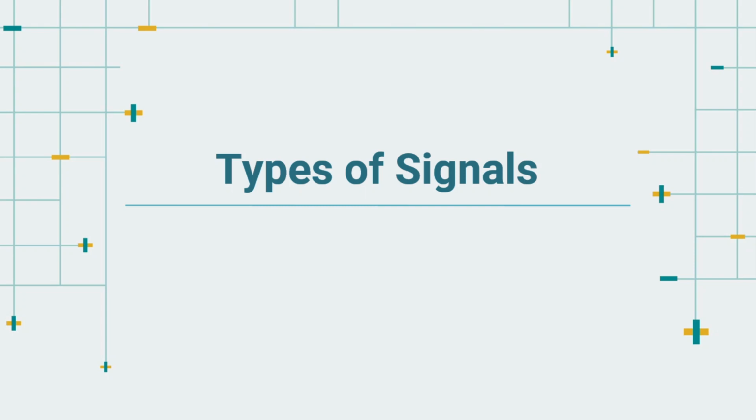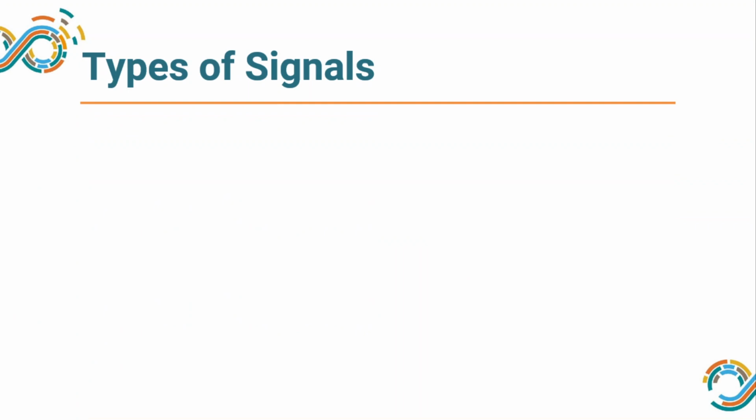Hello students, welcome again. In this video we are going to talk about different types of signals that can be handled by the Arduino board. So we have basically two types of signals.